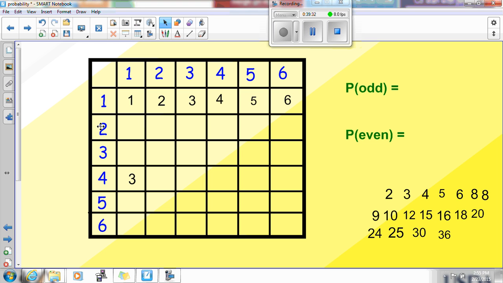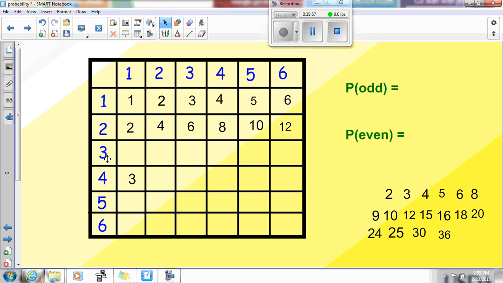Second time, say we roll a 2 and a 1, we again get 2. Say we roll a 2 and a 2, our product becomes a 4. A 2 and a 3, our product is a 6. A 2 and a 4, our product is an 8. A 2 and a 5, our product is a 10. And a 2 and a 6, our product is a 12.